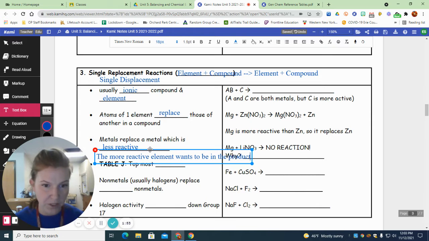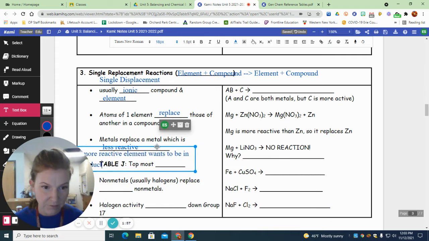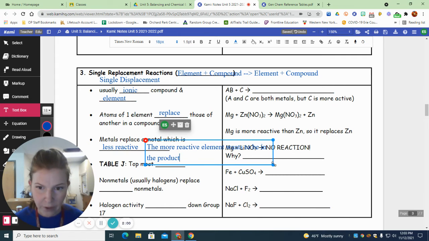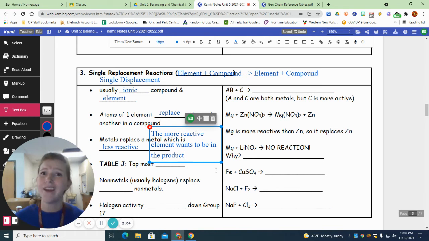Let's see where I can squeeze this. Any place I can squeeze this note? What if I just sort of move it? Put that in someplace.